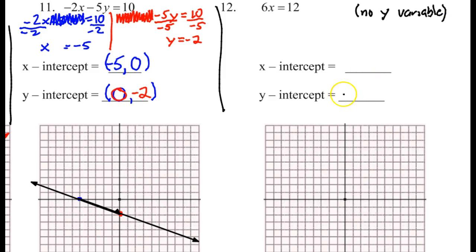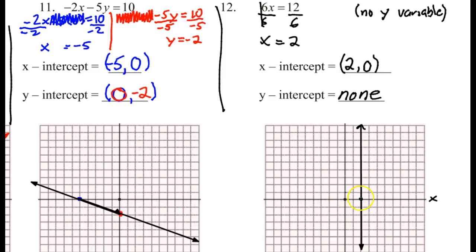No y variable, so there's not going to be a y-intercept. And you might remember from previous homeworks, if it's x equals, what kind of line is that? If it's x equals, that's a vertical line going through x equals 2. So you can use some of the prior problems we've been working on to help you get your answers on these as well. So our x-intercept is just 2, 0.